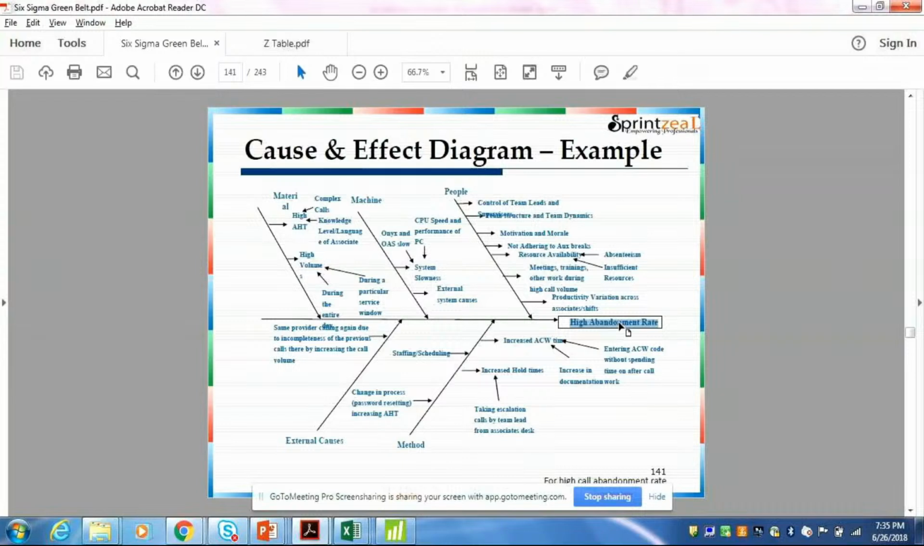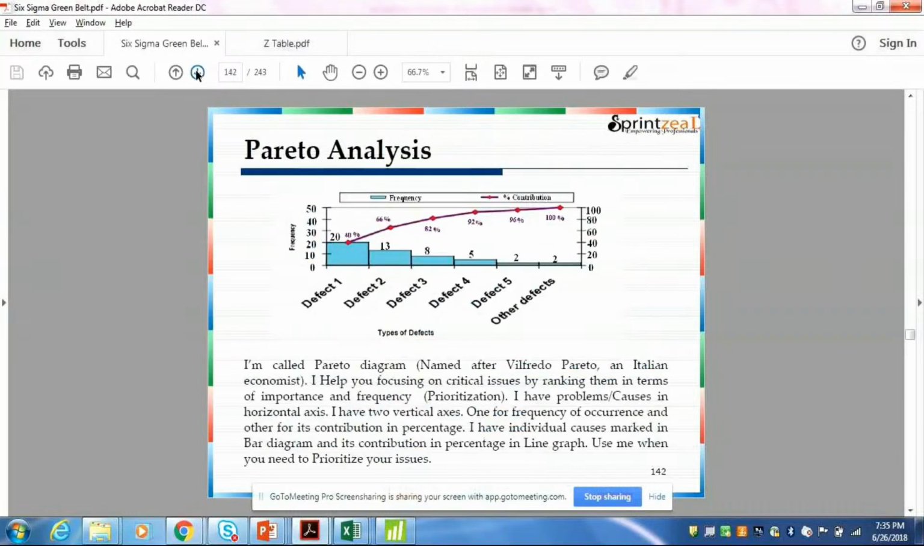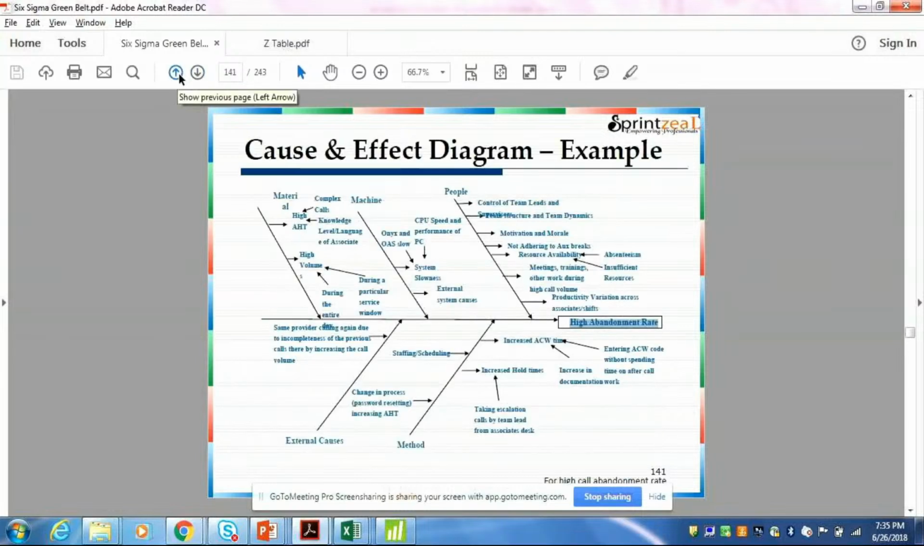So after you have done this, what you would generally do in a Six Sigma project is take each and every cause and see, do I have data for this? If you have data, then you would do statistical analysis and hypothesis testing to validate whether increased ACW is actually leading to or impacting the high abandon rate or not. And we will understand how we do that in the further slides. Are we good up till now, whatever we have covered? Yep.